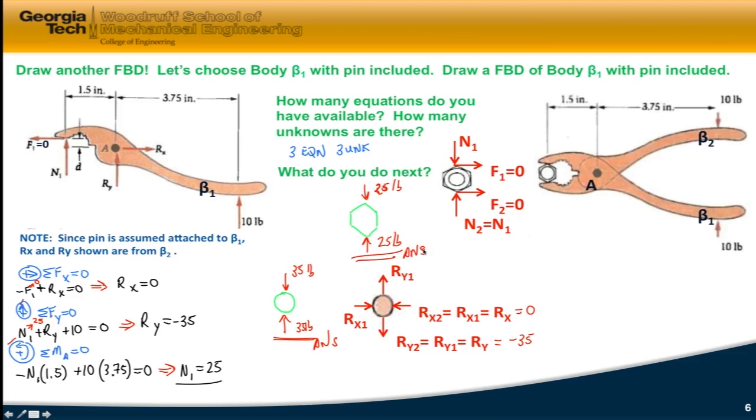So you can see I exerted 10 pounds of force on the handle. My mechanical advantage gave me 25 pounds on the nut, and that's the end of the problem.